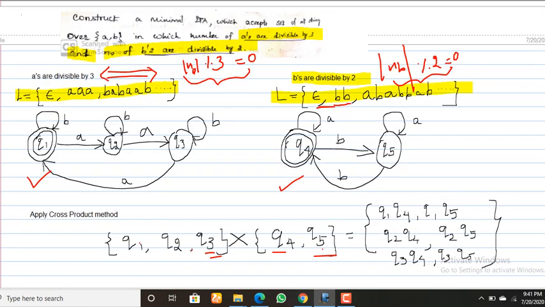So this is the second problem. It's a very important problem. Both the first and second are very important cross product problems based on your Anna University syllabus.